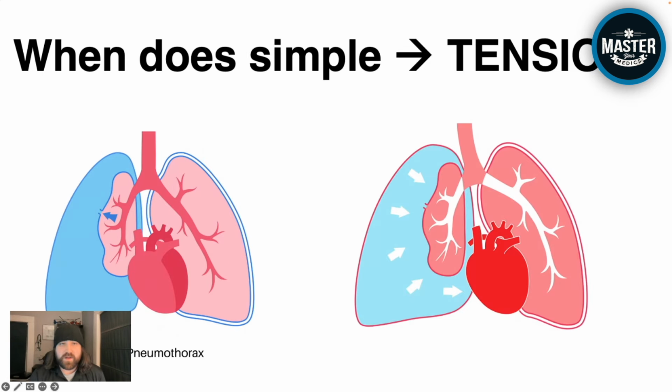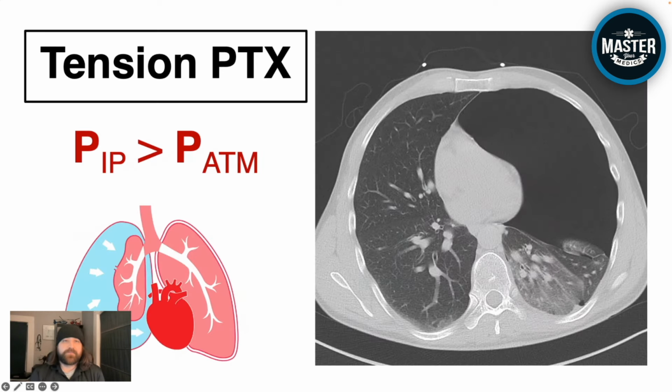So, when does a simple pneumo become a tension pneumo? Eventually, we hit this critical mass of air that makes the intrapleural pressure positive. This usually happens when a one-way valve is created where air can come in but can't escape out. So, with every breath in, you're pulling in air, but because of that valve effect, you can't get the air out. So air enters, the intrapleural space becomes positive, and that's when that lung collapses. It's because the intrapleural space became positive.